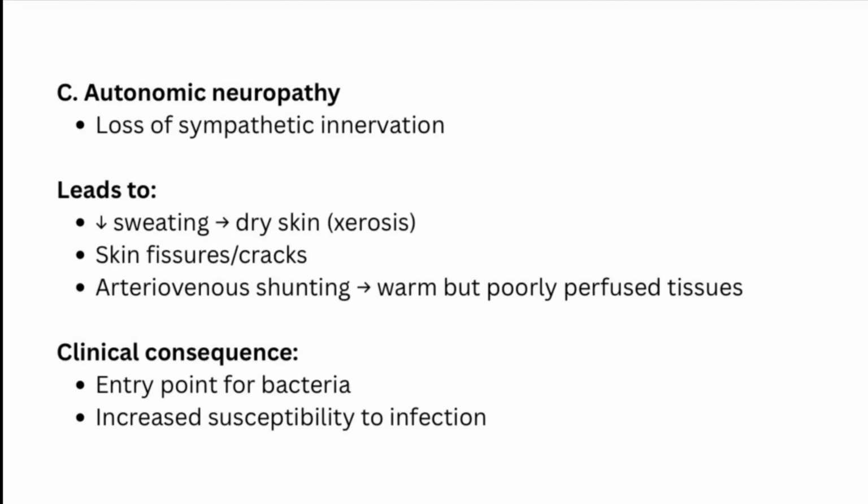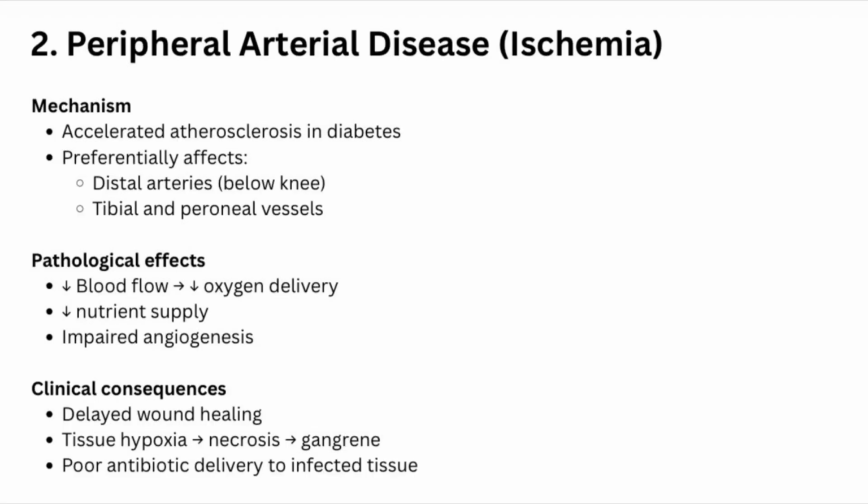Third, autonomic neuropathy. This leads to loss of sympathetic innervation. As a result, there is reduced sweating, causing dry skin. This leads to skin cracks and fissures, which act as entry points for bacteria. In addition, arteriovenous shunting occurs, meaning the foot may appear warm, but is actually poorly perfused. Overall, autonomic neuropathy increases susceptibility to infection.